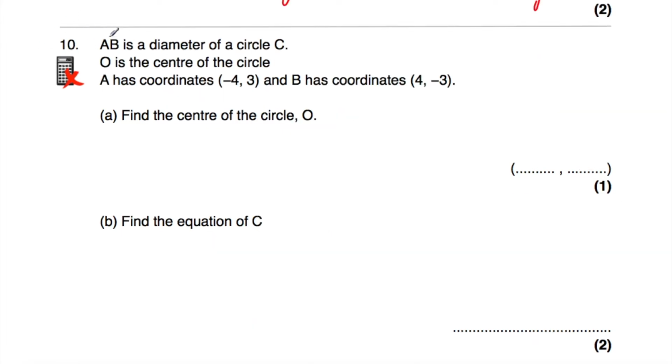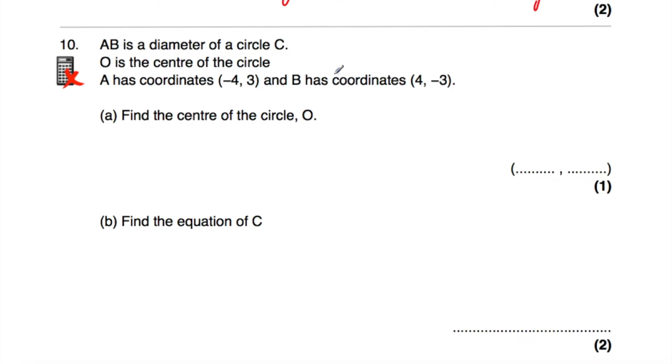So question number 10, we're told that AB is the diameter of a circle C. So we've got the circle C, and AB is the diameter of it. We're told that O is the centre of the circle, and the point A has got coordinates negative 4, 3, and the point B has got coordinates 4, negative 3. And part A says find the centre of the circle O. So we want to find the coordinates of the centre of the circle. So if we know that AB is the diameter of the circle, the midpoint of that diameter will be the centre of the circle. So let's find the midpoint of these 2 coordinates.